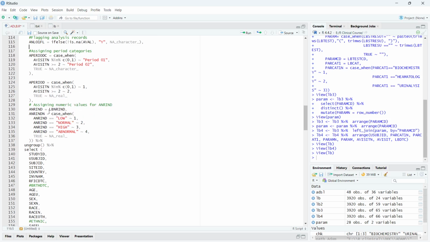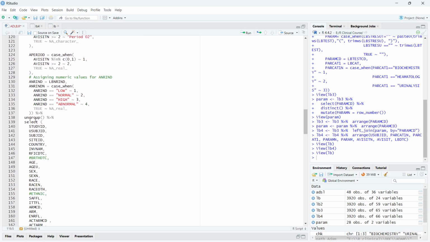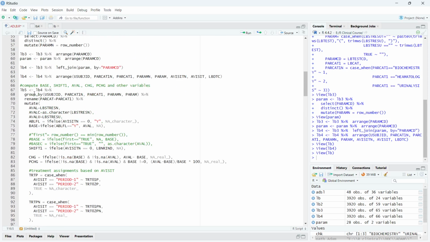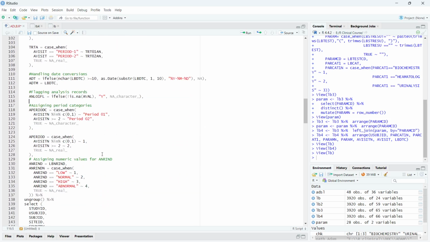Okay, then the last one would be the analysis range indicator, which we directly map to the laboratory range indicator. For the numeric format, when you have low, we give it as 1. When you have normal, we give it as 2. When the laboratory range indicator is high, we give it as number 3, and abnormal we give as number 4, and else we give it as missing. Then we ungroup that, because we did a group by, since each record has one per category per parameter. So at the end we have ungrouped that part.